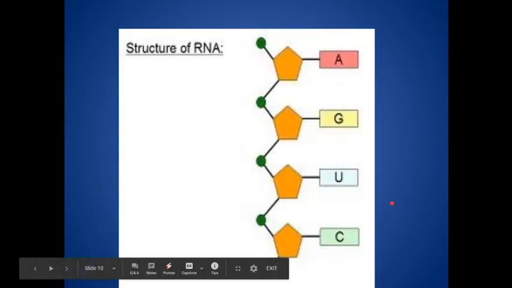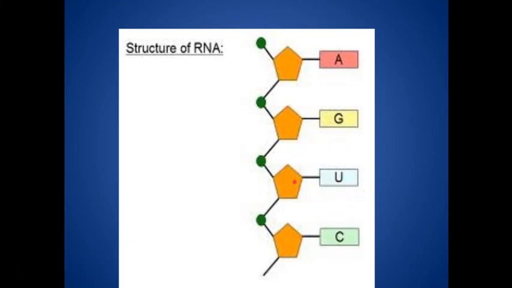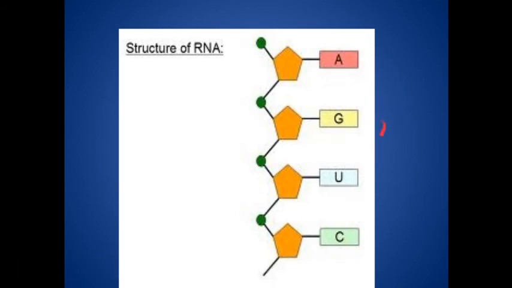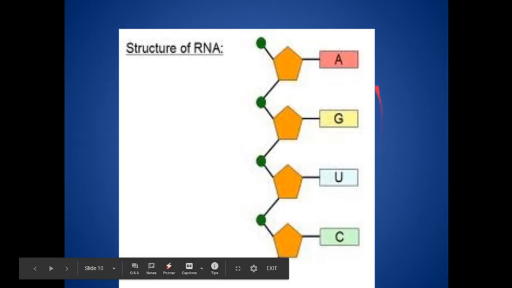Okay, so this is what RNA looks like. We can see quite clearly that the uracil takes the place of the thymine. So we've got a single-stranded RNA molecule with the uracil here. A, G, U, and C. We don't have anything complementary base paired to these bases because it is single-stranded as RNA.